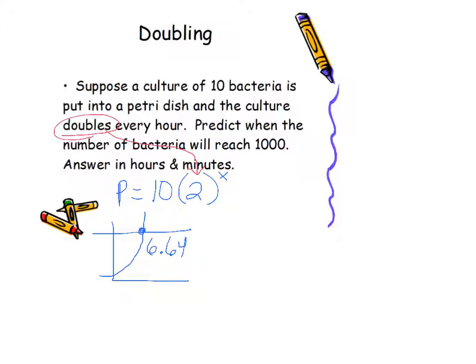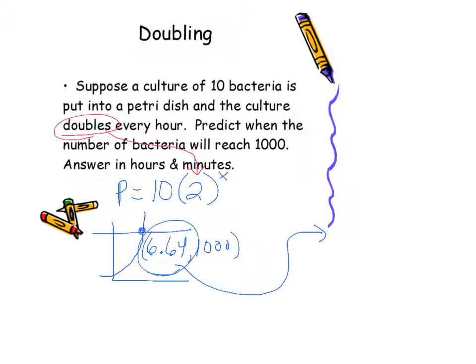6.64 is when it will be 1,000. I need this 6.64 number. I'm going to grab that. Now, they want it answered though in hours and minutes. Since it was doubling every hour, my units currently are in hours. I've got to take this 0.64 and turn it into minutes. It's going to be 6 hours, and then in your calculator take that 0.64 number.